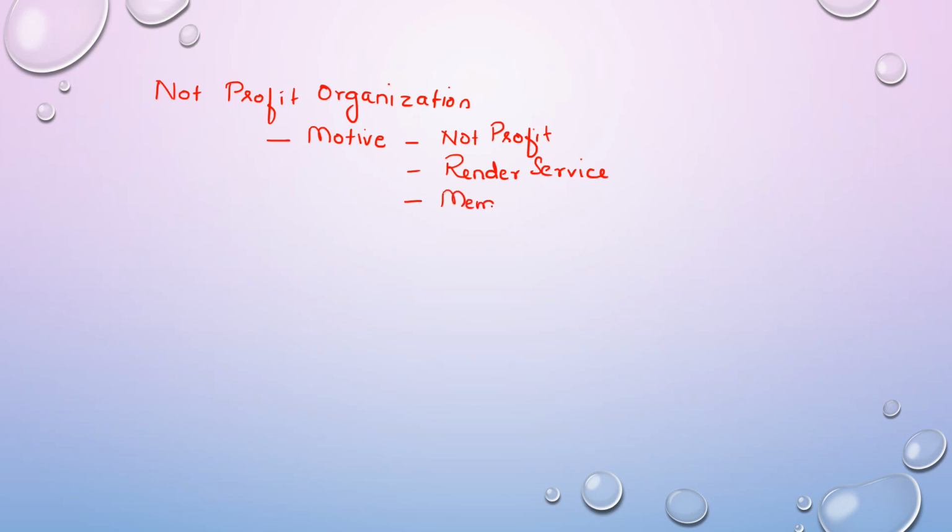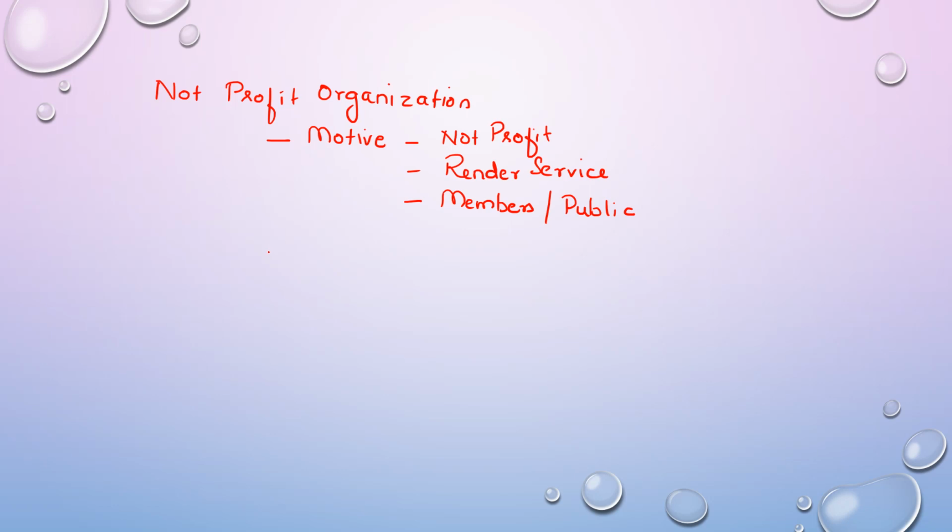Not-for-profit organization. From the name, you understand that this is an organization which is functioning, and the intention is not to earn profit. So the motive here is not profit. And what is the motive? The motive here is to render service. Now, whom does it render service to? It might be rendering service either to its members, or it might be also rendering to public at large.